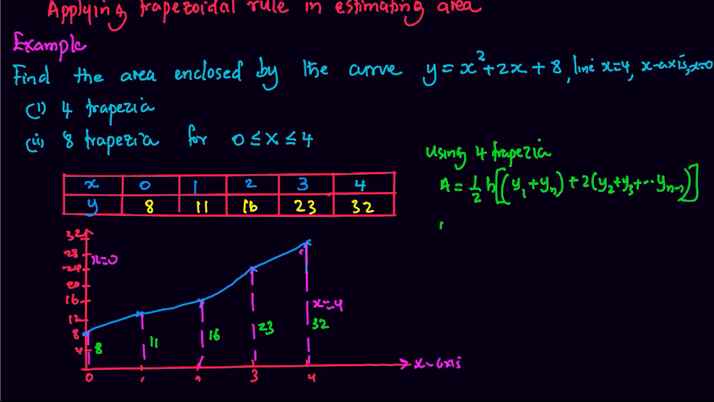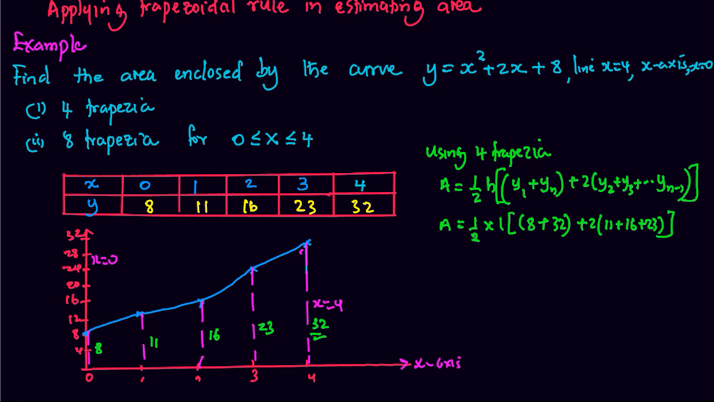So in our case, area is equal to a half. The width is 1 unit. Y1 is equal to 8. This is 8. Yn, which is the outer length, is equal to 32, plus 2, the inner bounded lengths, 11 plus 16 plus 23.